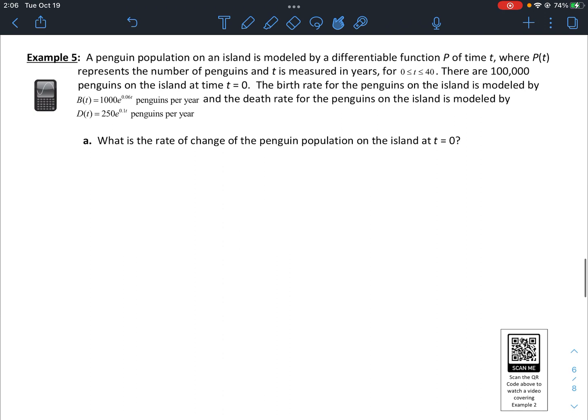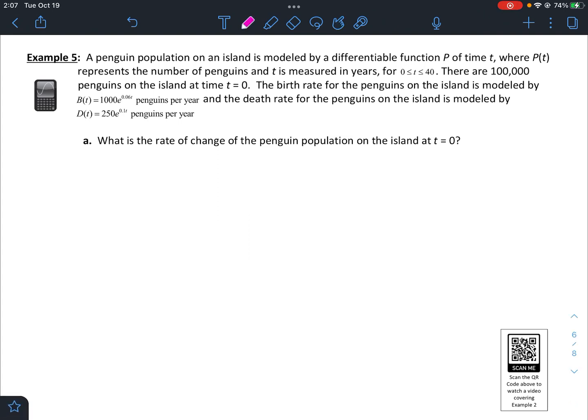All right, number 5. Talking about penguin population on an island modeled by a differentiable function p of t, where p of t represents the number of penguins and t is measured in years, 0 to 40. There's 100,000 penguins on the island at t equals 0. Birth rates given by b of t, death rates given by d of t. What is the rate of change of the penguin population on the island at t equals 0?